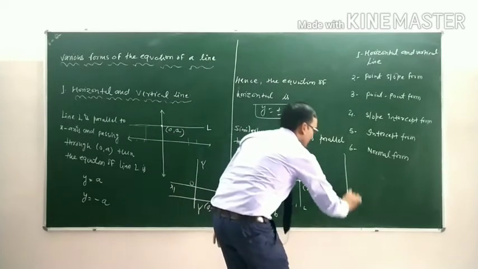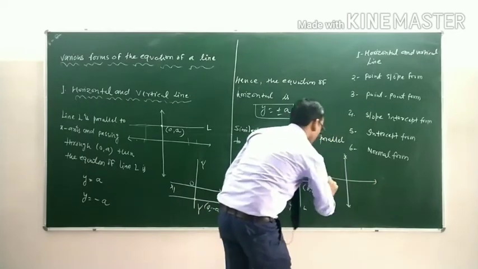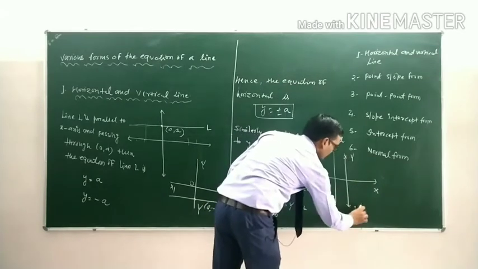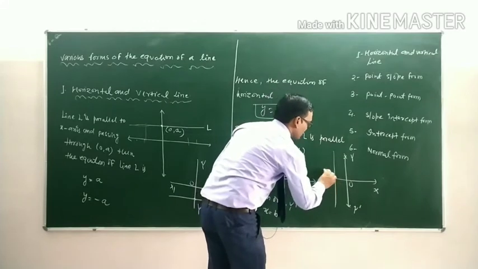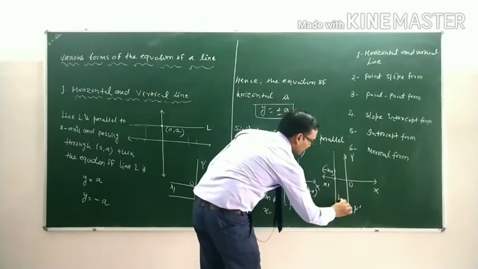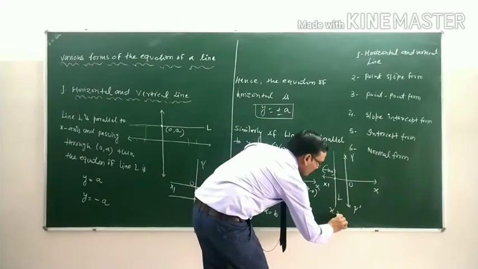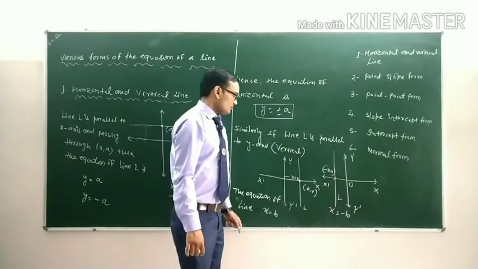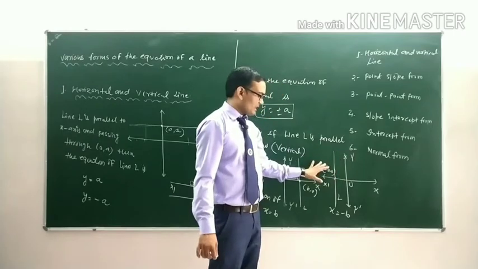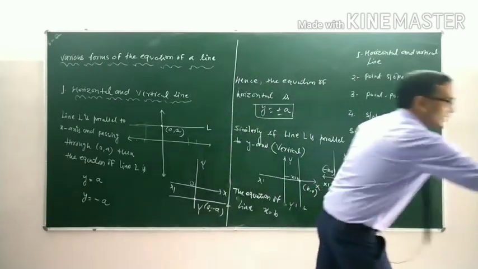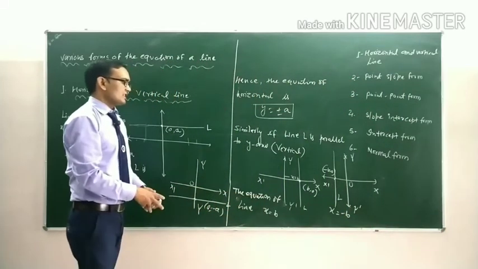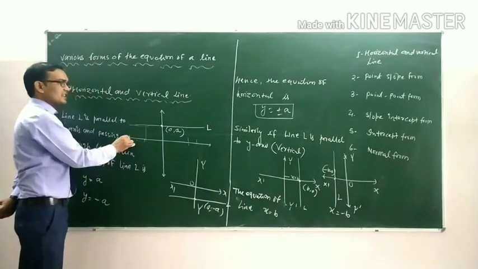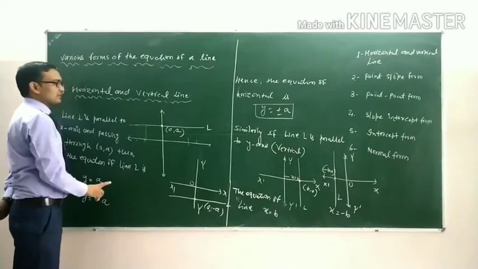And next condition, if a line is vertical and passing through the point (minus b, 0), in this condition the equation of the line is x equal to minus b. If the line is vertical, then the equation of the line is x equal to plus or minus b. If the line is horizontal, then the equation of the line is y equal to plus or minus a.